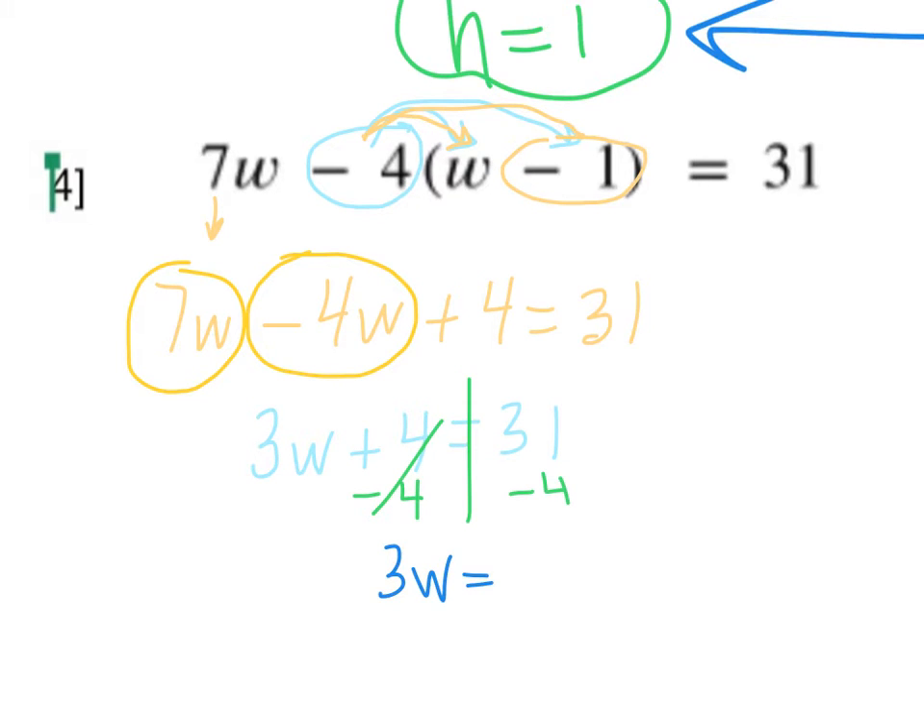And we get 27. And remember, 3w means 3 times w, so our final step is to show division. We show it with a fraction bar. So we're going to divide both sides by 3. And 27 divided by 3 equals 9 for our final answer.